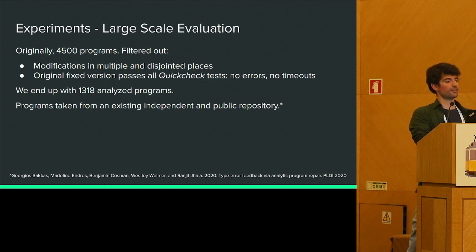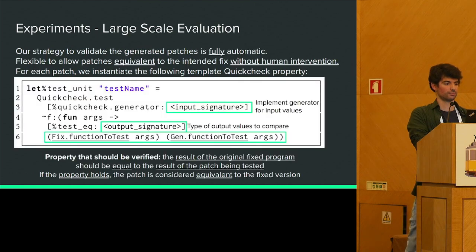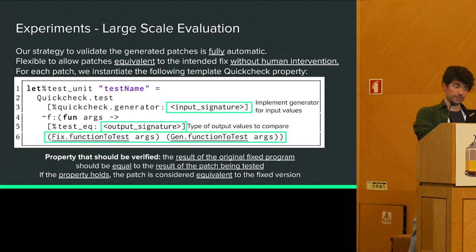So if the reported fixed version did not pass the 10,000 generated quick check tests, we assume that data is not a fixed version, so we also filtered those programs out. And with this, we end up with 1,318 programs to analyze. Before getting on to the results, our strategy to validate the generated patches is fully automatic.